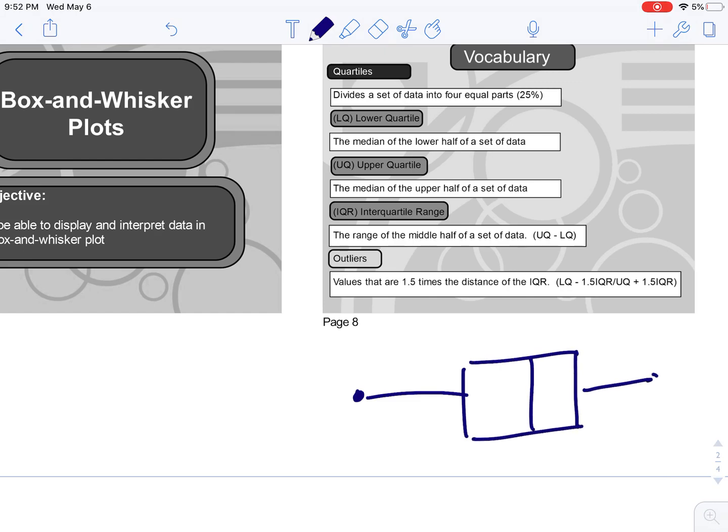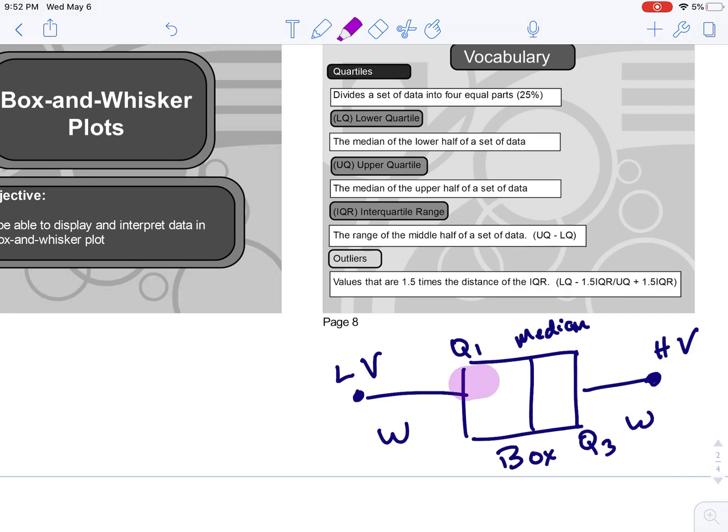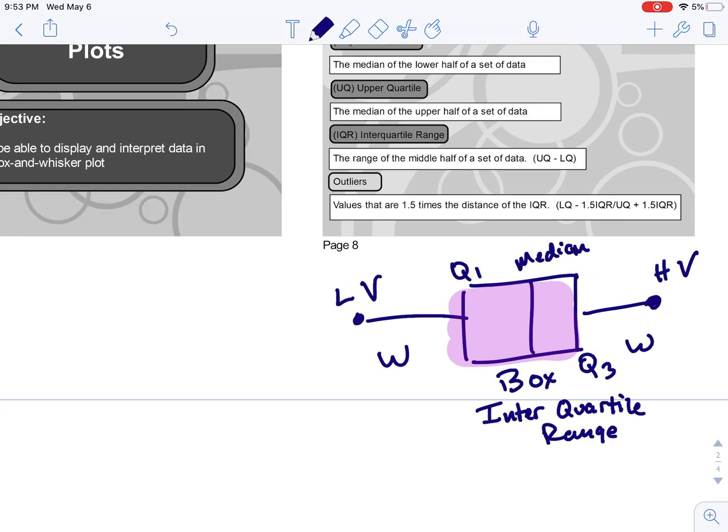I call it a box and whisker because this is a box and these are whiskers. Now this is the median number. This is the first quartile. This is the third quartile. And this is the lowest value, and this is the highest value. This number that goes between these is called the interquartile range. Think about it: it's the range between the quartiles.